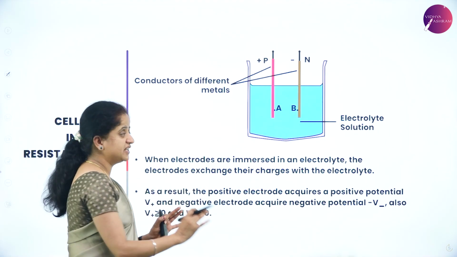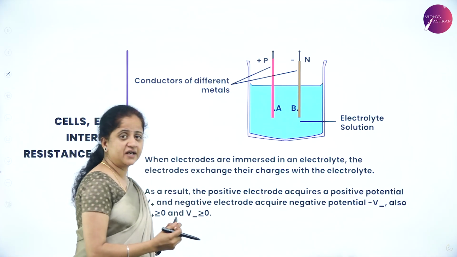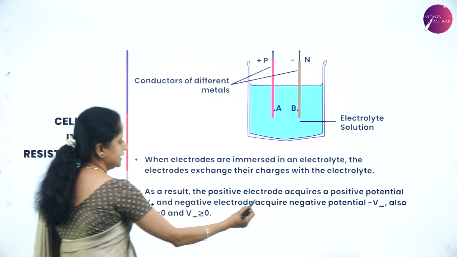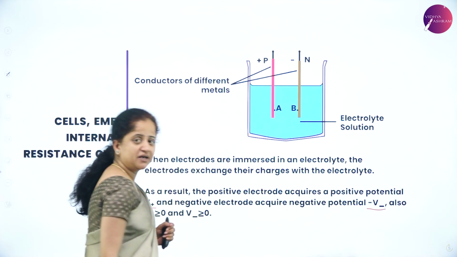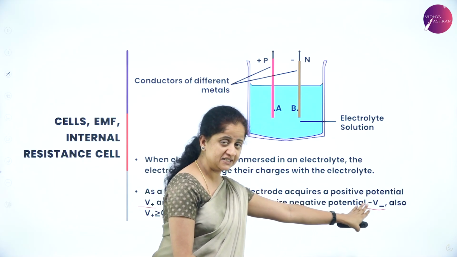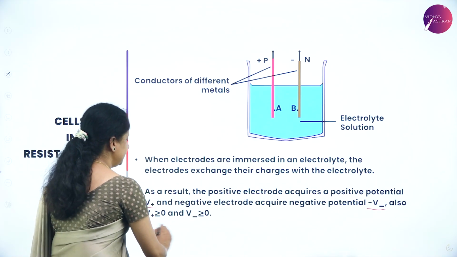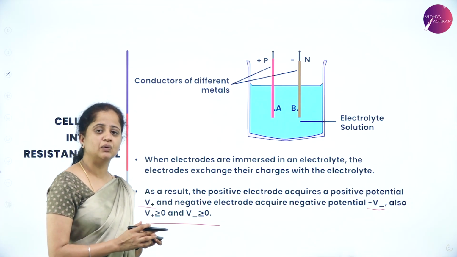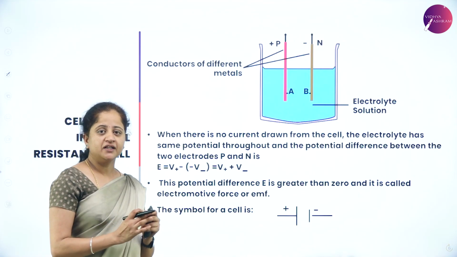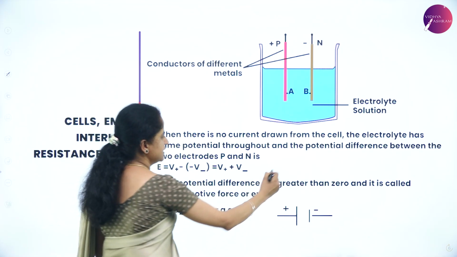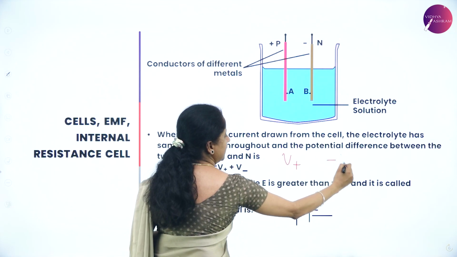As a result of this, the two electrodes also gain some potential, and we'll name it potential V plus and potential V minus, that is negative potential. They are of opposite charge, and these two potentials are greater than or equal to 0. So now we know the potentials due to a positive electrode and a negative electrode, that is V plus and V minus.